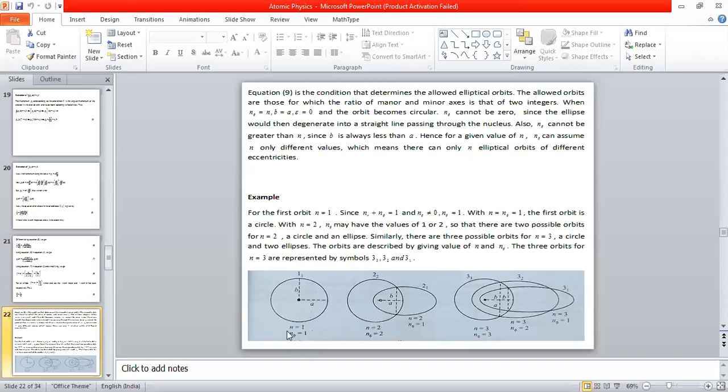So therefore, I can conclude that in the first orbit where the total quantum number n is equal to 1, only one circular orbit is allowed. No elliptical orbits in the case of first orbit n is equal to 1.